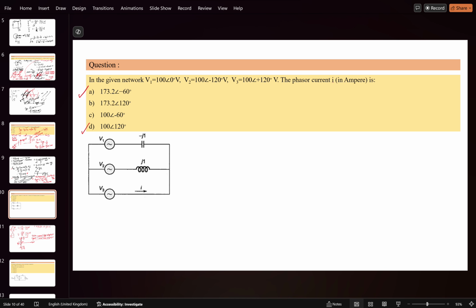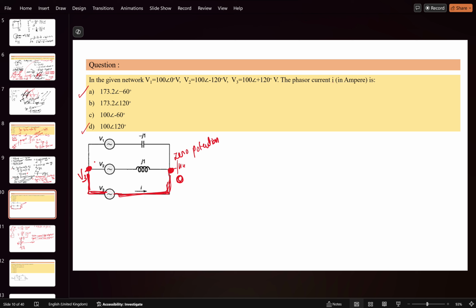Let's solve this question based upon this concept. Suppose I am taking this as a reference, this as a zero potential. So this will become V3, because this is the circuit which I am considering here. If you take this as a zero potential, this is at zero. So this point will become V3, because there was no voltage drop in this line.